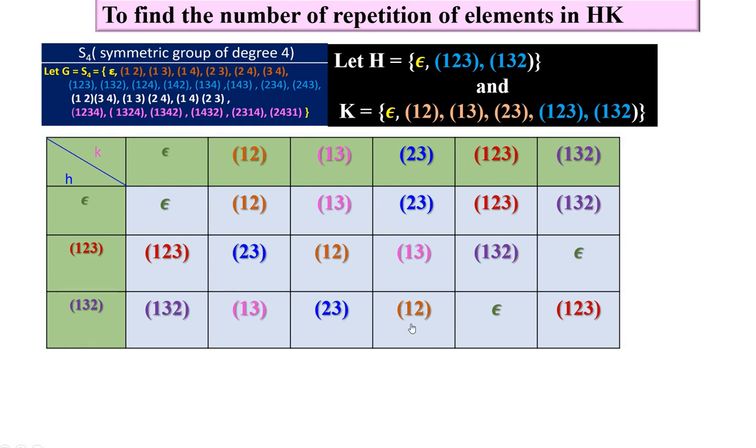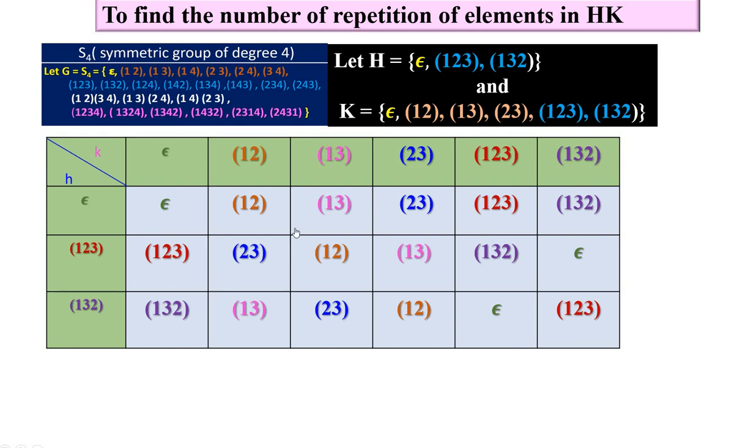Now having got this, we will see how many times an element is repeated. If we consider epsilon, it occurs here once, twice, 3 times. And (1 2), once, twice, thrice. Similarly (2 3), here 1, 2, 3. And (1 2 3), here 1, 2 and 3. (1 3 2), here, here and here. So all the elements are repeated 3 times.